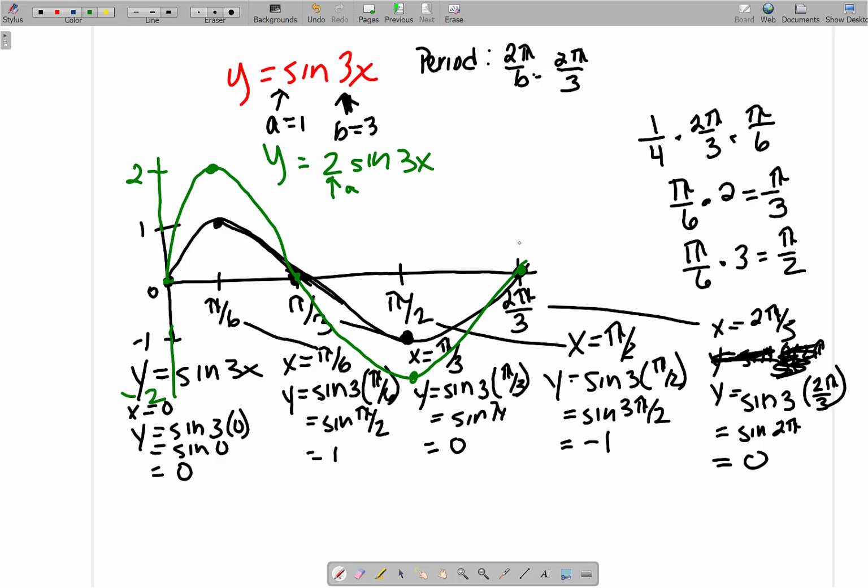See the difference? Now you can see what A does and what B does to the original graph of y equals the sine of x. It is the same procedure to follow for the cosine. Hopefully this helps clear up how you graph these things.